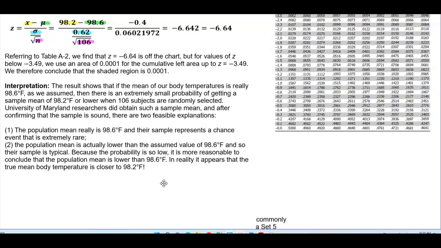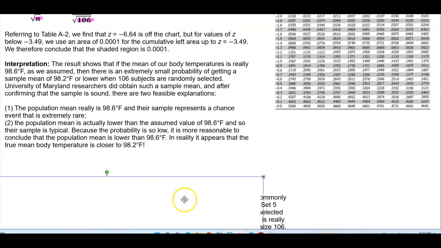Because the probability is so low, it is more reasonable to conclude that the population mean is lower than 98.6 degrees Fahrenheit. So in reality, it appears that the true mean body temperature is closer to 98.2 degrees Fahrenheit.